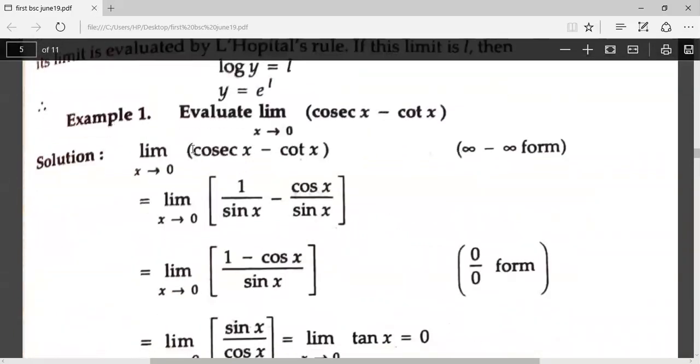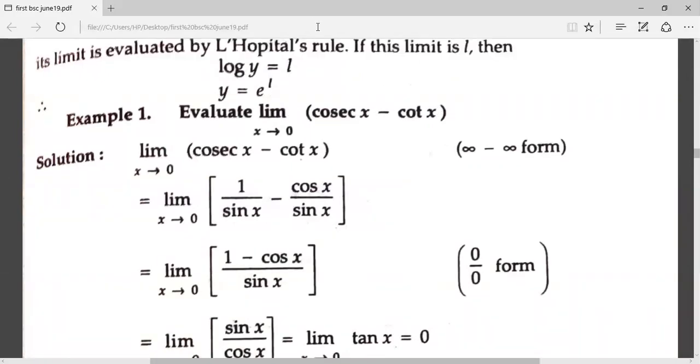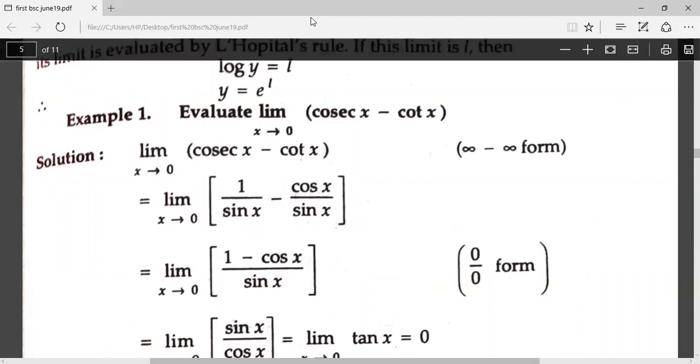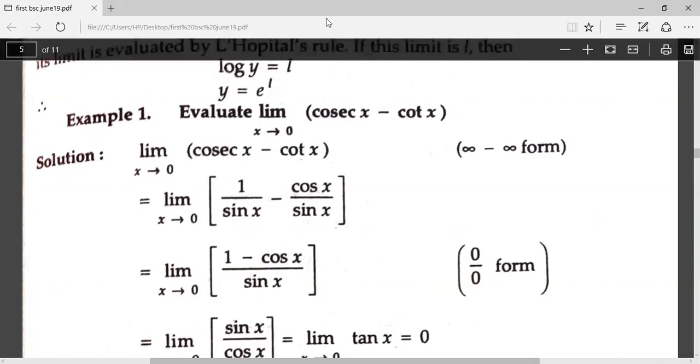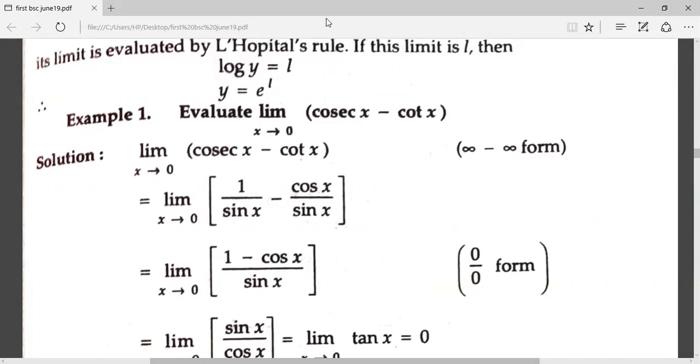So let us verify the following problems. Evaluate the limit as x tends to 0 of cosecant x minus cot x. So evaluate the limit as x tends to 0 of cosecant x minus cot x. Wait for 1 minute.